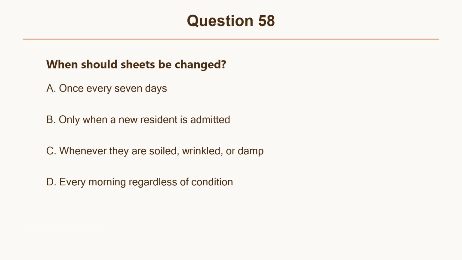Question 58. When should sheets be changed? Option A, once every 7 days. Option B, only when a new resident is admitted. Option C, whenever they are soiled, wrinkled, or damp. Option D, every morning regardless of condition. The correct answer is option C, whenever they are soiled, wrinkled, or damp.